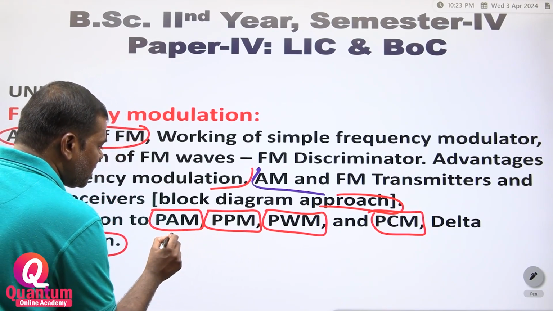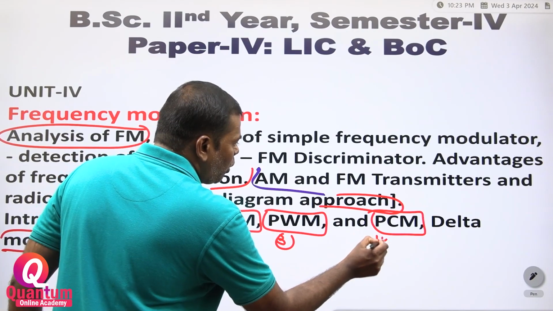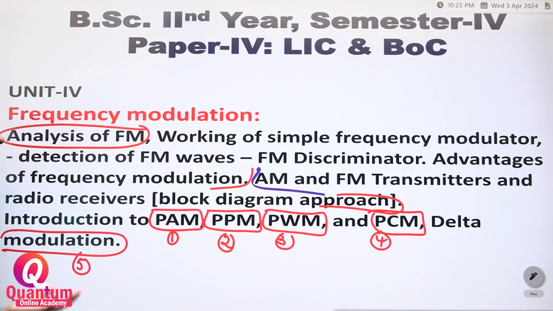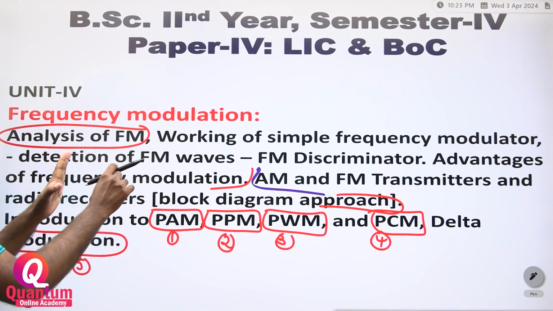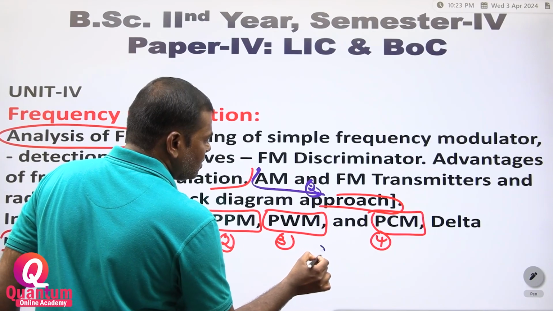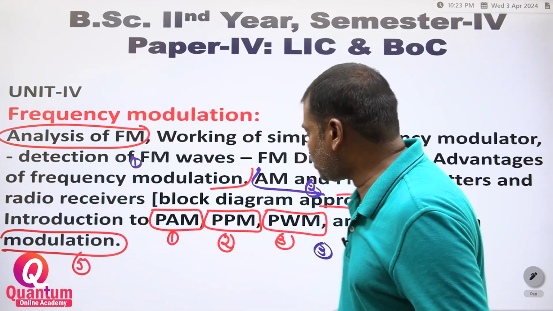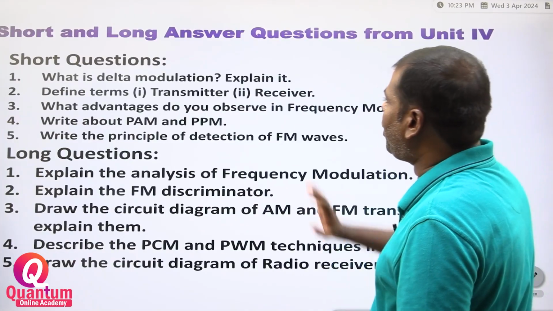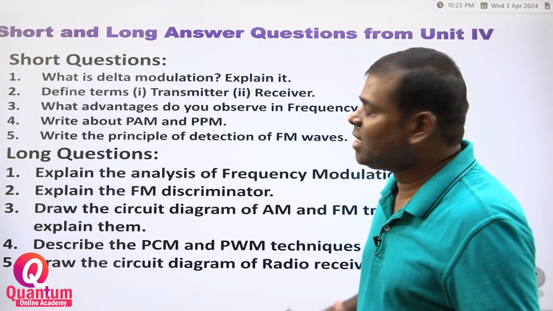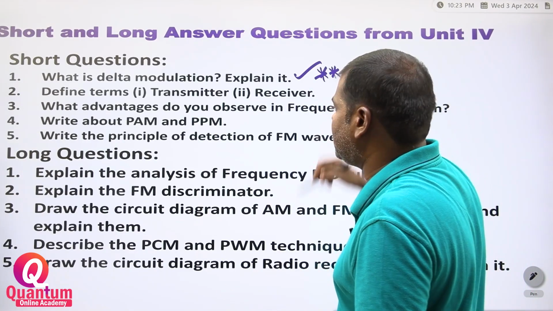How many are there? 1, 2, 3, 4, 5. These are 5 varieties of modulations. Over this fourth unit, 3 types, 1st, 2nd, 3rd. So we have to see the question pattern from the fourth unit. What is delta modulation? Explain it. Last time this question came. What is delta modulation and explain it.